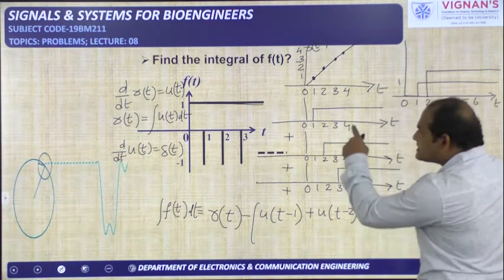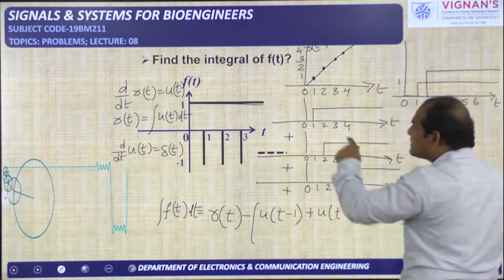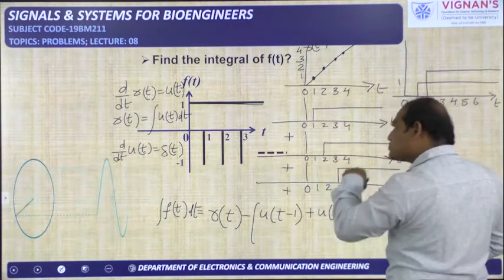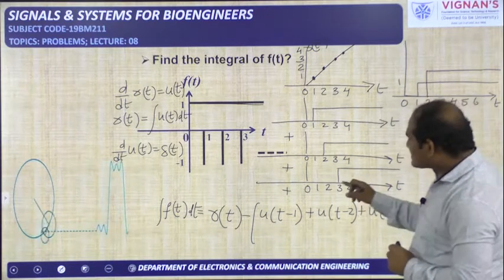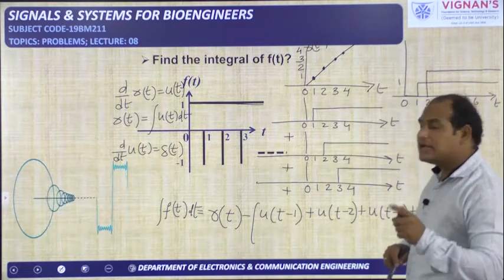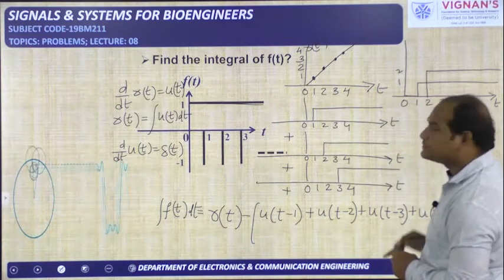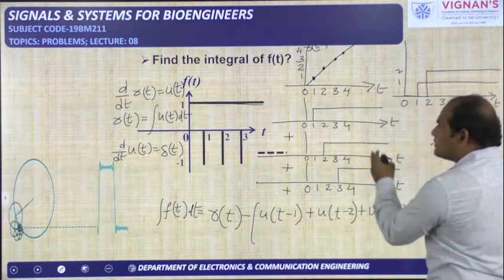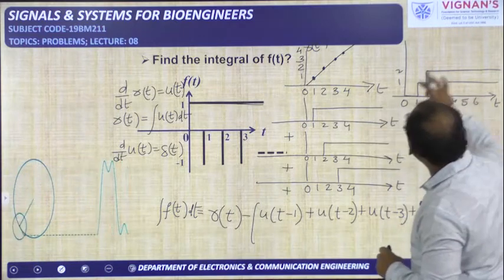Next, this signal and this signal both have the amplitude 1 from 2 to 3. When t is changing from 2 to 3, u of t minus 1 has the amplitude 1 and u of t minus 2 also has the amplitude 1, not the rest of the signals. This signal starts at t equal to 3. So only these two signals have the amplitude of 1 from 2 to 3. That is 1 plus 1 will become 2 from 2 to 3, and so on. Okay, 3 to 4, 4 to 5, 6 to 7, like this. If you add these two signals, you will get like this.